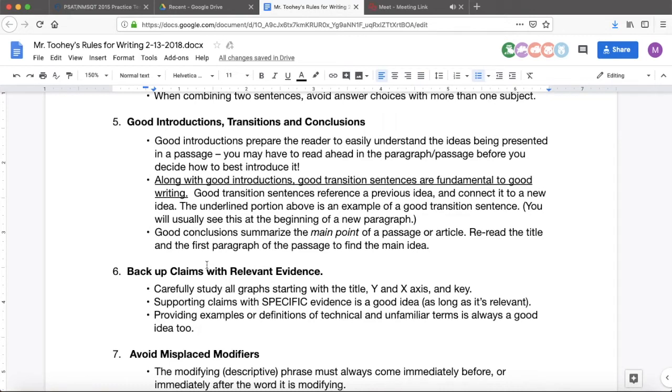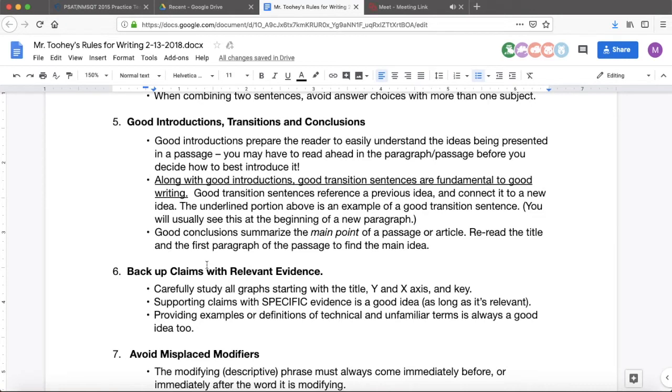Go ahead and read that first bullet point for good introductions, transitions, and conclusions. Good introductions prepare the reader to easily understand the ideas being presented in a passage. You may have to read ahead in the paragraph/passage before you decide how to best introduce it. Okay, good. So just be aware, sometimes you're going to have to read ahead, and that's cool. If they're asking you which of the following answer choices best introduces the ideas described in the paragraph, you're going to have to read the paragraph to find out which ideas are being introduced, and then decide how best to introduce them. Does that make sense? Yes. Sometimes you just got to read ahead, and that's totally cool.